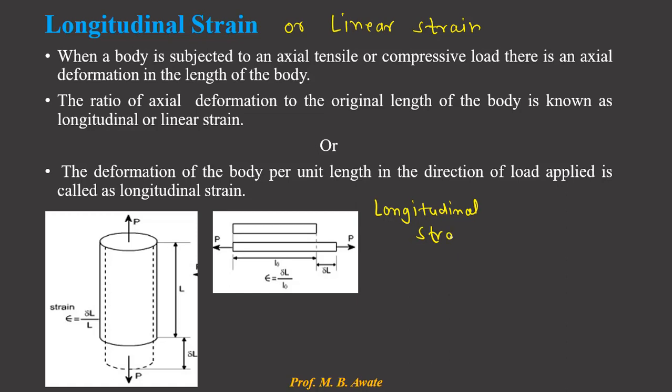So longitudinal strain is nothing but the ratio of axial deformation, that is delta L, to the original length. Sometimes we use the notation e longitudinal, where small e is the notation for strain, e longitudinal is nothing but e linear, means linear strain, that is also equal to delta L divided by L.